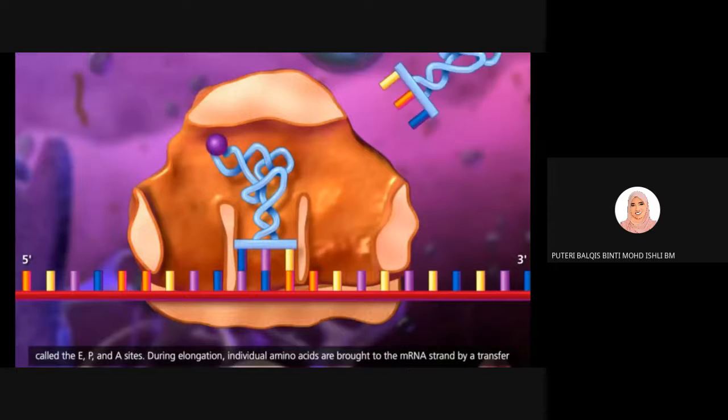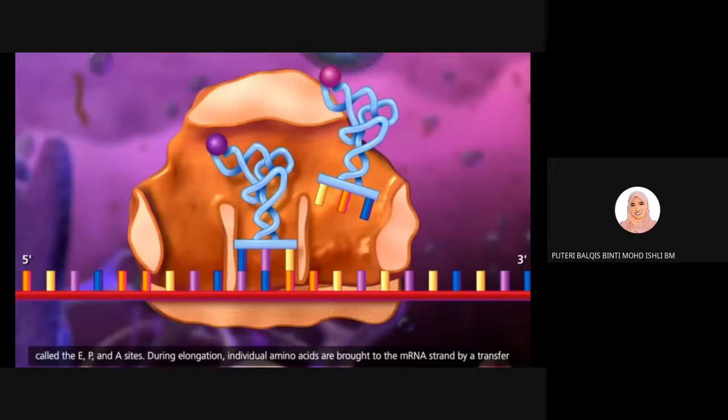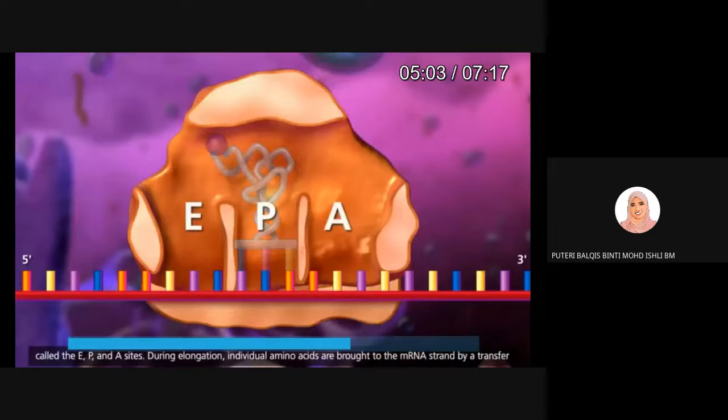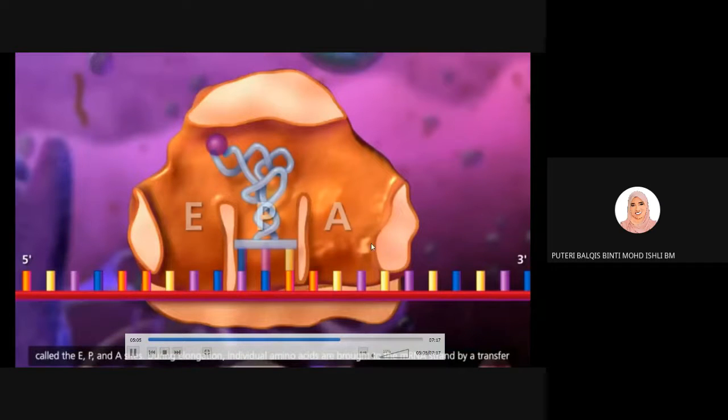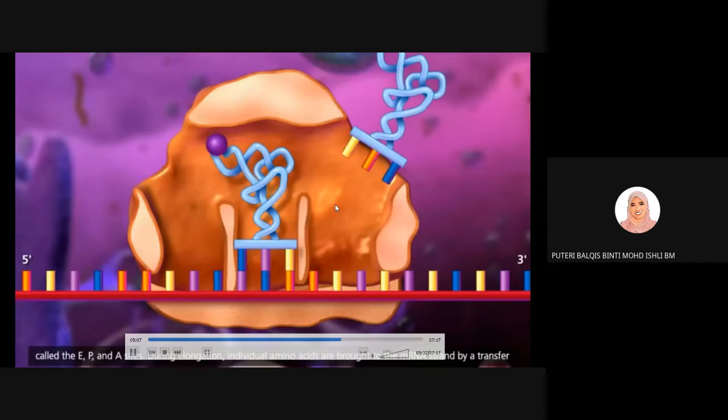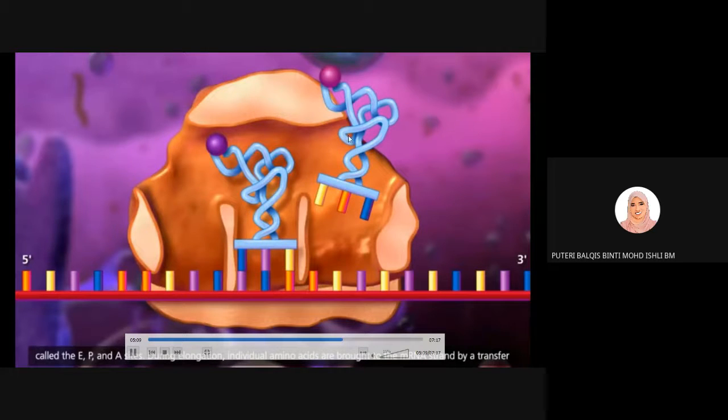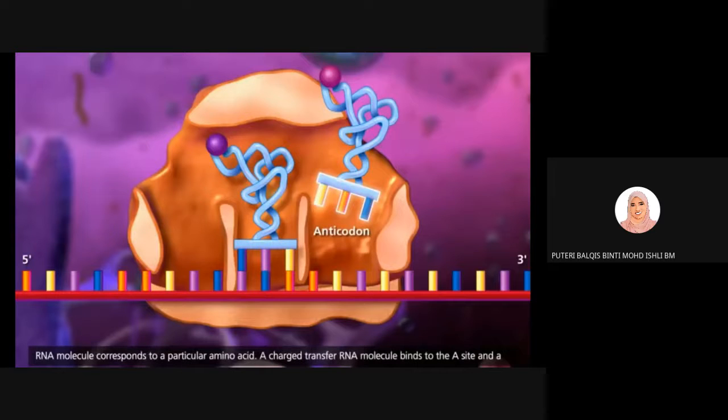Alright, during elongation, it starts with codon recognition. We're going to recognize this codon. Kita akan recognize codon yang ni. So next tRNA, the next amino acid tRNA, it will bind to the next codon. After it bind to the next codon, that is amino acid.